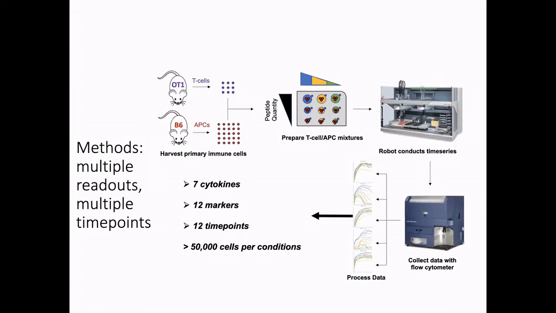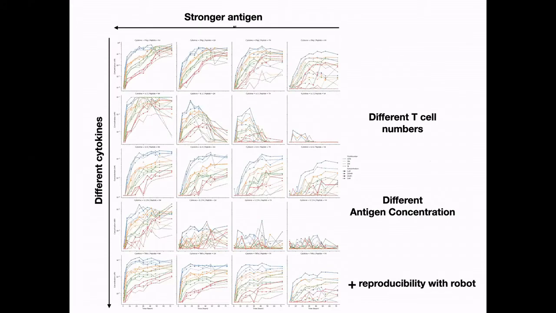Then you can monitor what happened during the robot run in real time. You can also do many time points, and look at different markers at the surface of the cell. Then you try to see what happens. It's just a way to really understand precisely the dynamics of this immune response in a test tube, in a very controlled environment. To give you a sense, we're going to focus on cytokines. We have all the data, but let's focus on cytokines first.